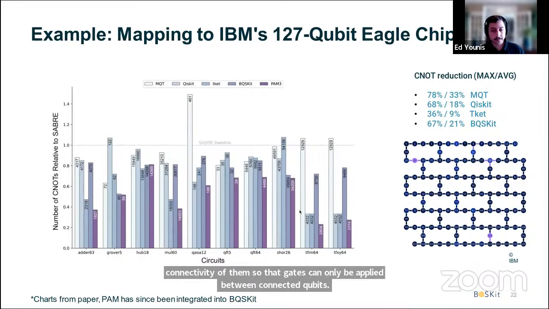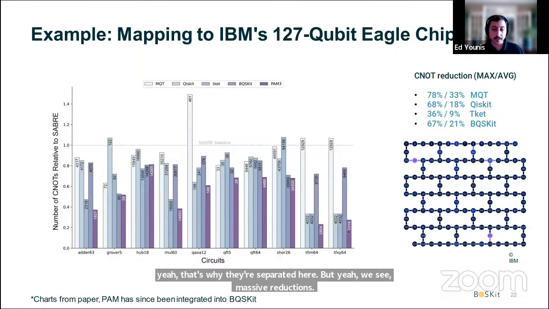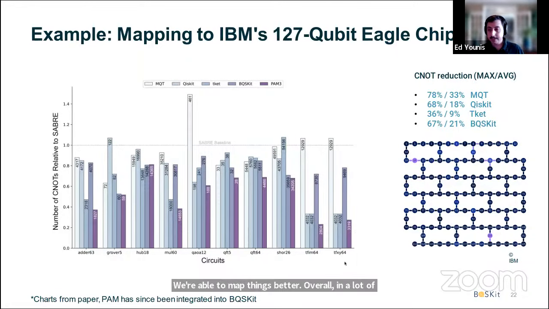Comparing to other algorithms, we see massive reduction. I think there's only one of these cases where we were slightly worse than Tket, which is an amazing compiler. Here we have BQSKit separate from PAM because when we were writing the paper, it was its own separate thing. At this point now, they've been integrated, and so they're one algorithm. But yeah, that's why they're separated here. We see massive reductions. We're able to map things better overall. In a lot of cases here, there's just a reduction that we're able to find that was not previously able to be found. And we see some massive improvements from other compilers.